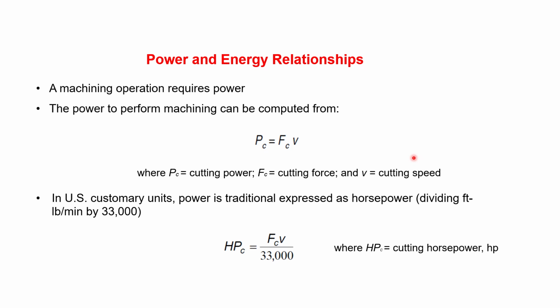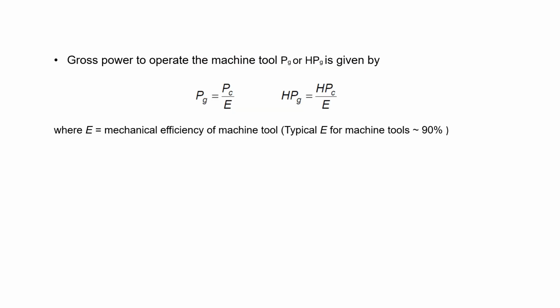If I need to calculate this power in horsepower, then simply I do the calculation as the cutting force multiplied by the cutting speed divided by 33,000, and this will be in horsepower. Remember that this cutting force is going to be in pound force, and the velocity is going to be in feet per minute. We have gross power to operate the machine tool, or the P_g or the HP_g, which is given as the cutting power calculated divided by the efficiency of the motor, which is going to be something about 95%.